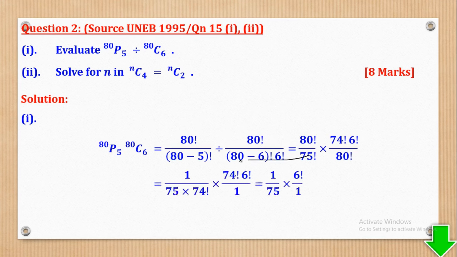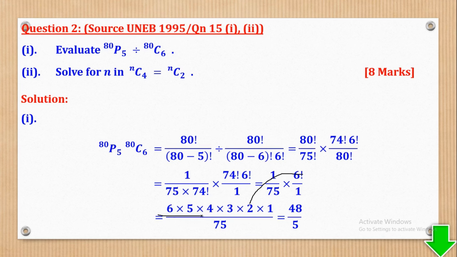Now this 75 is the same as 75 times 74 factorial, and this 8 has cancelled, that's why you see a 1 and 1. Then from there, this factorial and this factorial will cancel, remaining with 1 over 75 here, then 6 factorial over 1 there. Now 6 factorial can be expanded to this over this to give you 48 over 5.